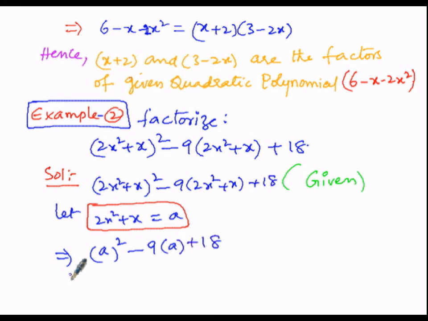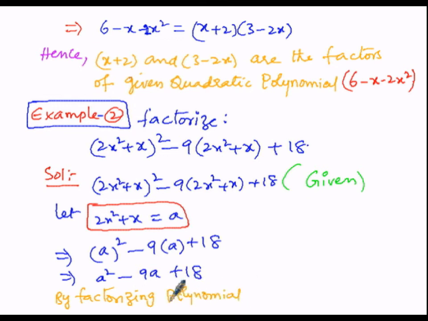So that implies a square minus 9a plus 18. Now we have to factorize this polynomial, which is a square minus 9a plus 18. So we are going to factorize the polynomial a square minus 9a plus 18 by the cross method.